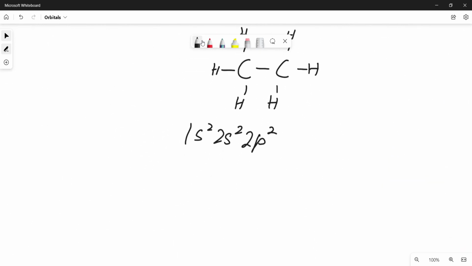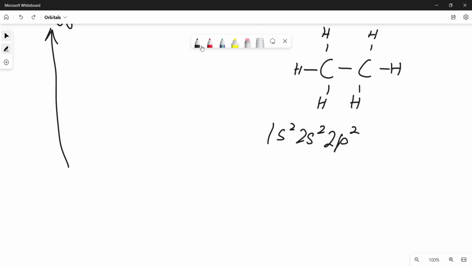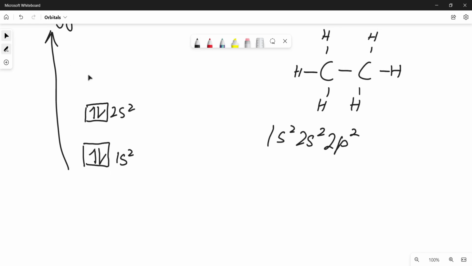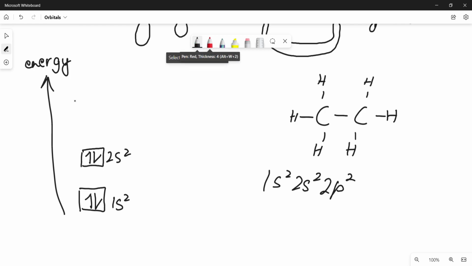And so this one, 1s2, 2s2, 2p2, we can represent in an energy diagram. So over here, we have 1s2, which remember we draw like that, alternating, and we have 2s2. Let me just label these, 1s2, 2s2, and we also have 2p2, but this one has 3 orbitals. So we have 1 here and 1 here.